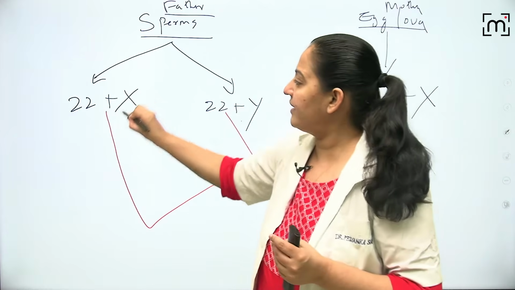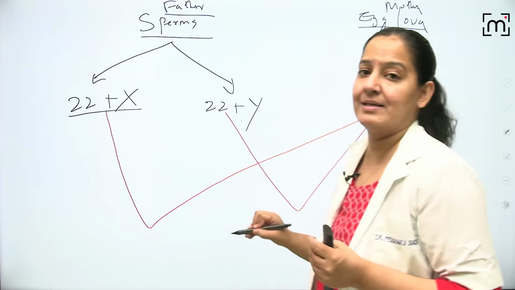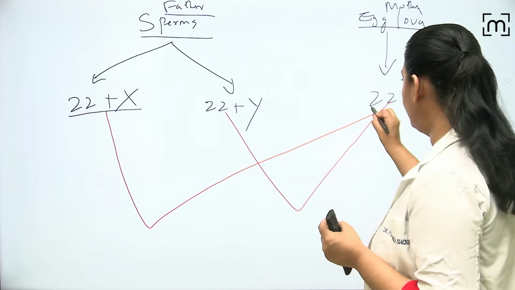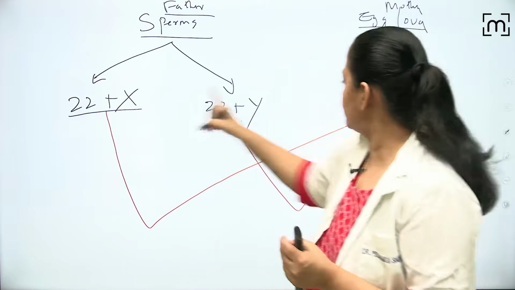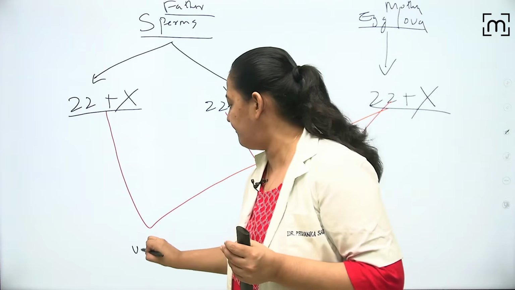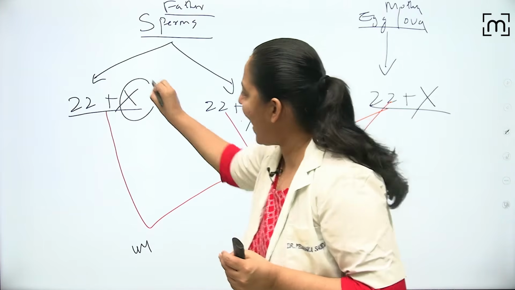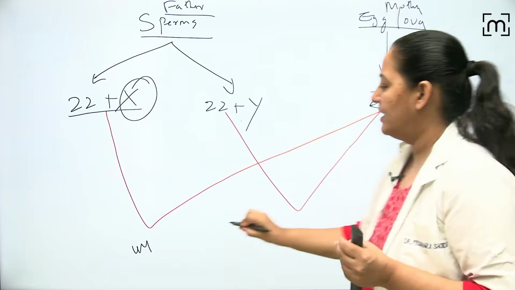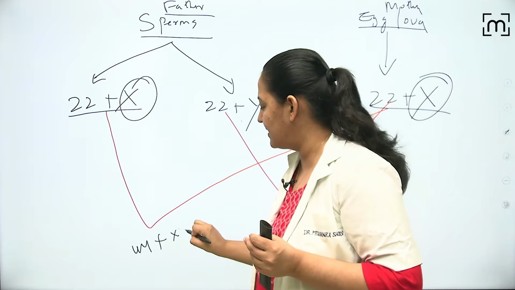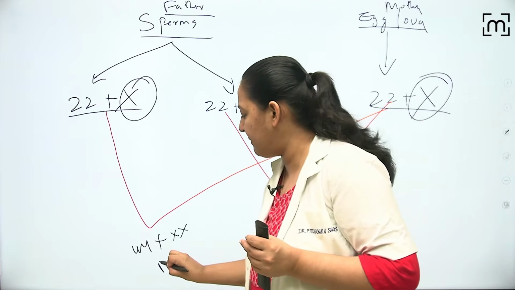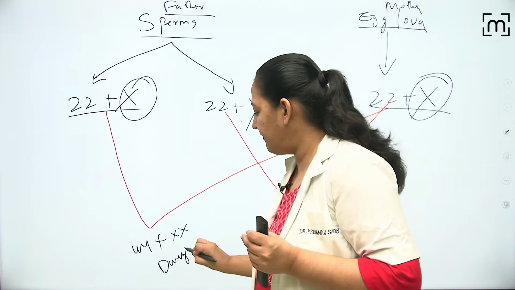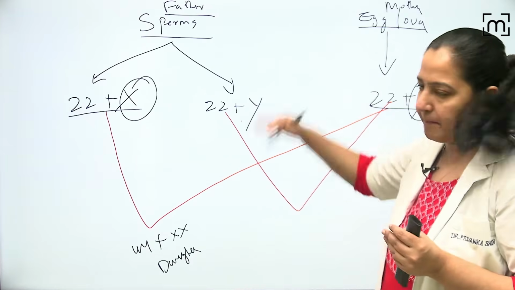So in the father, if a 22 plus X sperm fuses with the ova, so 22 plus 22, it will be 44, and you can see it is X plus X. So it will be XX, double X. So the sex of the child will be female. So a daughter is born. So a female daughter will be born to this couple, right?